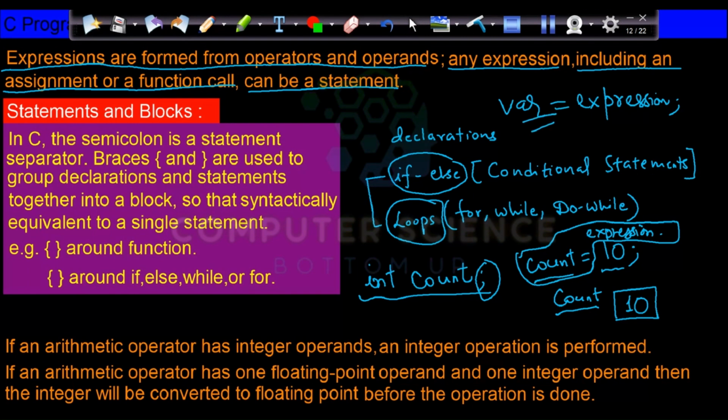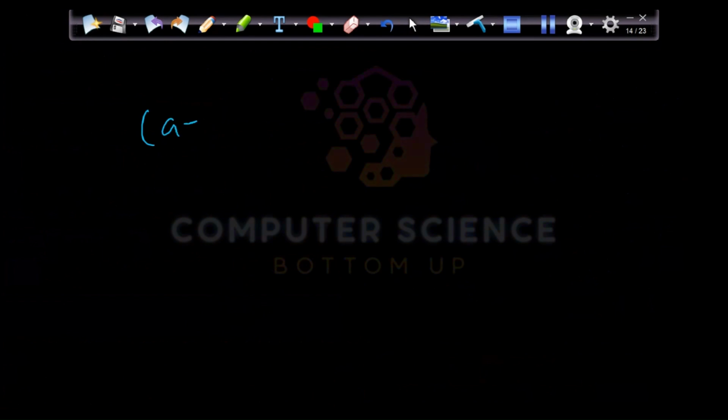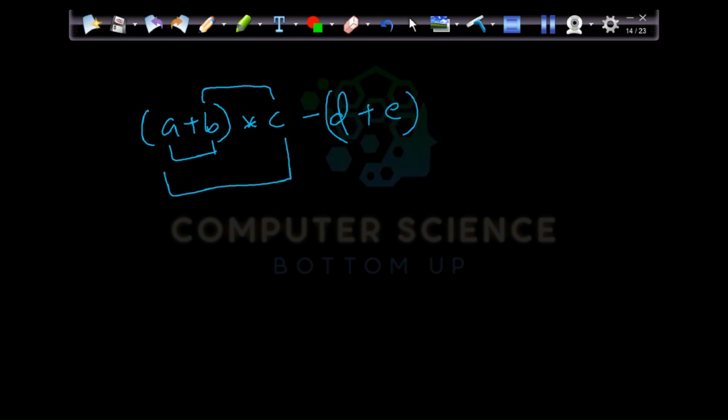In an expression, there can be many operators and many operands, and what will be evaluated first? If your expression is something like this, a plus b into c minus d plus e, are you going to perform b into c first, or are you going to perform a plus b, and then the result of this a plus b is going to be multiplied with c?